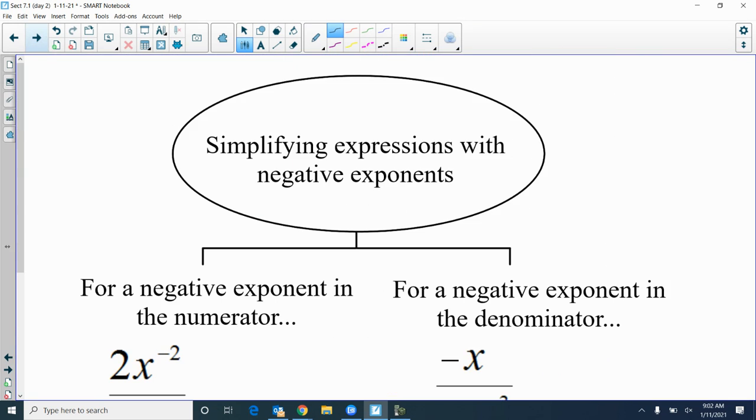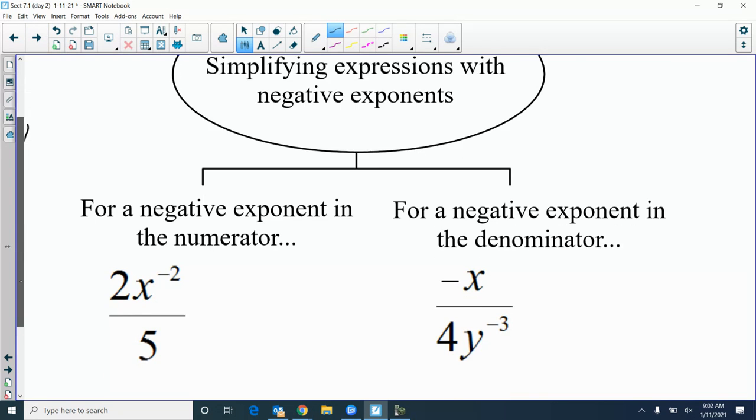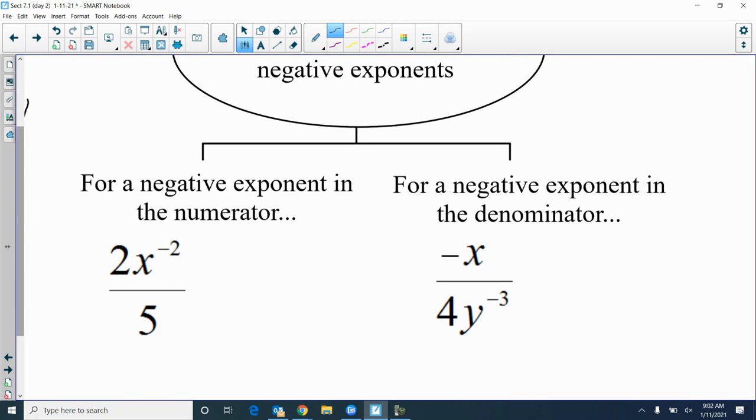Okay, just real quick here. We're not doing anything new because we need to hit this again. Just pay attention. If you have a negative exponent in the numerator, you're not allowed to have a negative exponent in your answer. How do you make it positive? Move it to the denominator. And only move whatever the exponent is to. This 2 is not to that power. So the 2 stays. It becomes 5 over x squared. Okay?